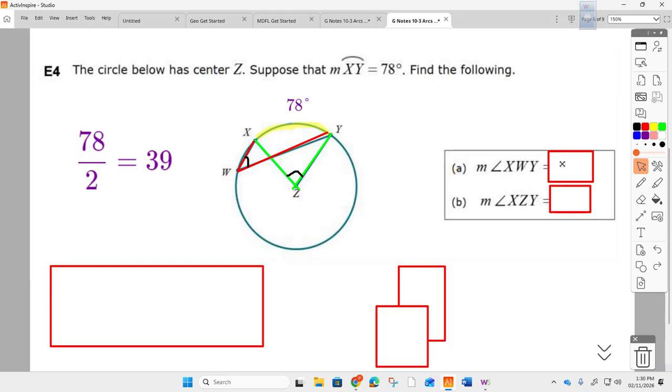All right, and what is the measure of angle XZY? What's the measure of angle XZY, Michaela? XZY. Very good. That's the central angle. It's the same measure as the arc that intercepts it. So that's a little bit of review, right? All right, we're going to move on to the last two examples.